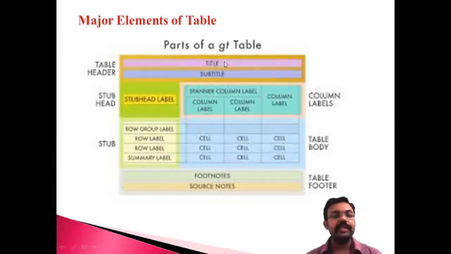A table has a title and a subtitle. Sometimes there is a table header, then the stub head, then the stubs, and there is a column head and captions. There are row heads, and another one is the table body, the body of the table. The table footer, source note, and footnotes are also available in the table. So these are the major elements of the table, and we are discussing them one by one, starting with the most important elements.